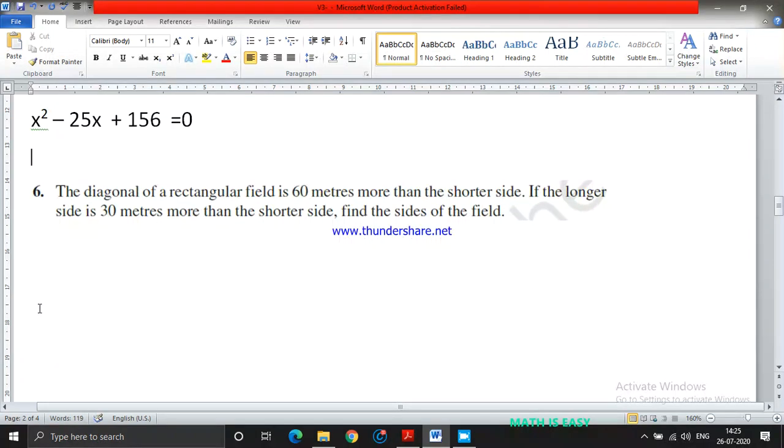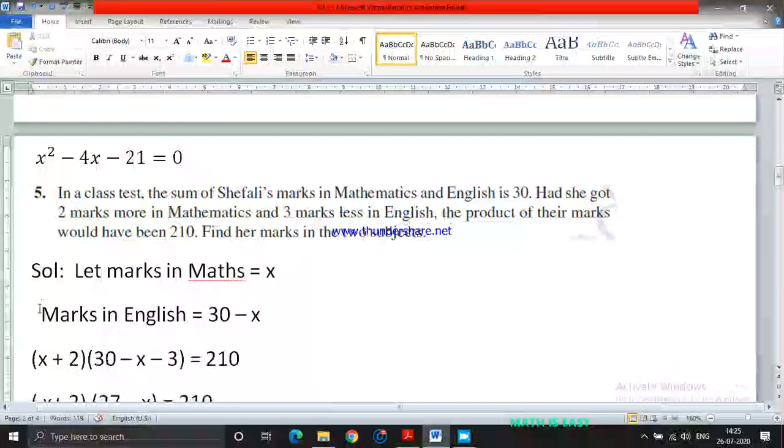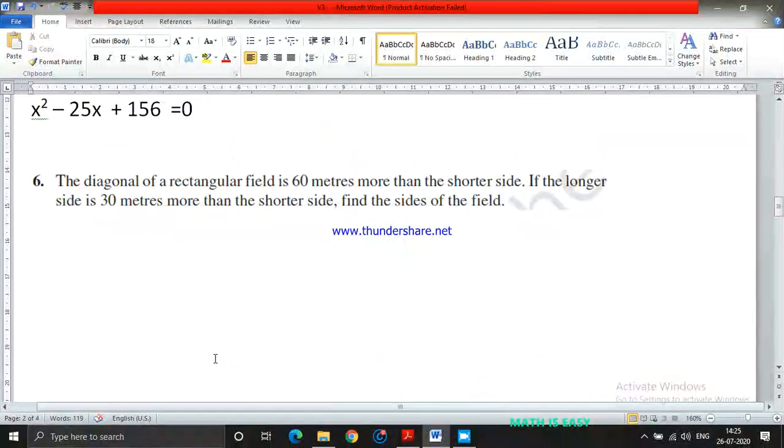Get the x value. Once you get the x value, find their present marks. Whatever x value you get, that is the marks in mathematics. And if you want English, it is 30 minus x. Okay, so both ways it can be true.